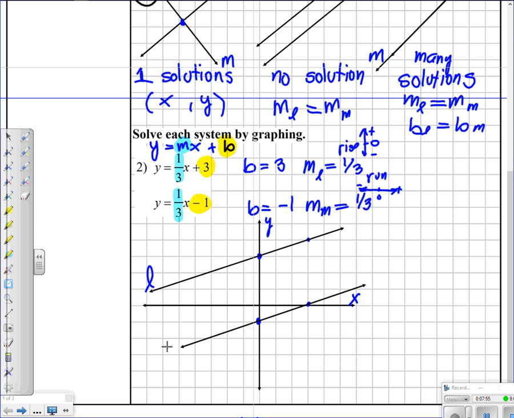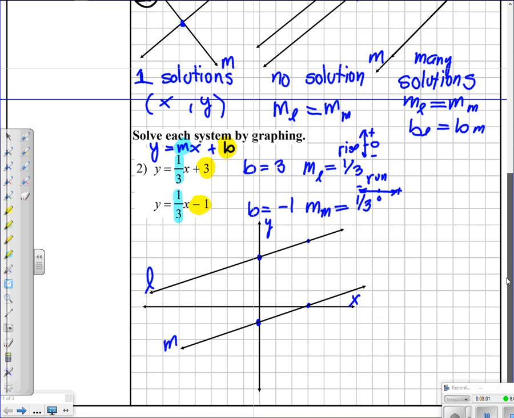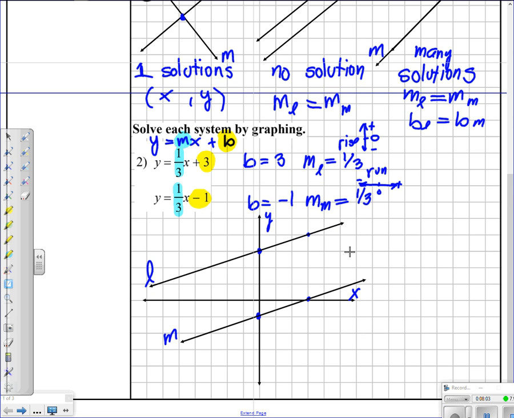So let's call this line M. Now, if this graph looks like case number 2, I say my answer is no solution. What I'm saying is those two lines have no point in common. And that's it. To make the graphing easier, right above this, write y equals mx plus b, and that'll allow you to find the m and the b.